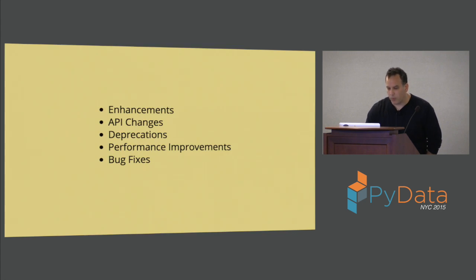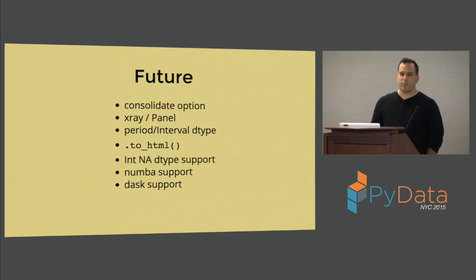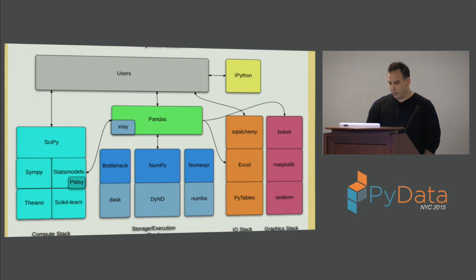Okay, now, what's in the future? We have a bunch of things on the plate for the future. Potentially some more dtypes, namely a period or an interval dtype we're going to add as a first-class dtype. We're going to add some support for integer NA, and we're going to allow you, in a very easy way, to dispatch to Numba and to Dask. So here's my picture of the future right here. I did a graph of this last time, about a year ago. And in this picture, it's the same as the other picture, except I have these shaded boxes.